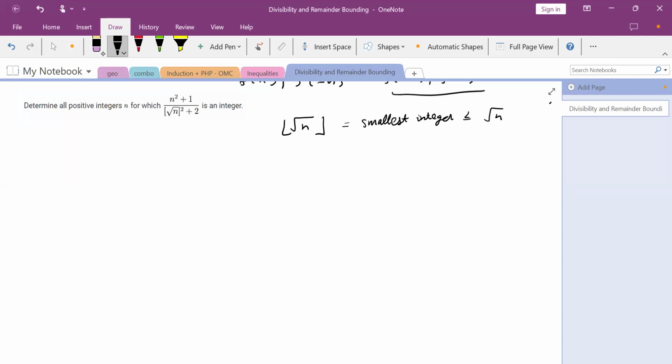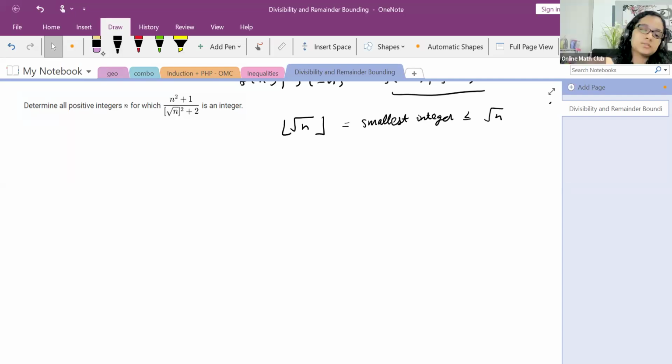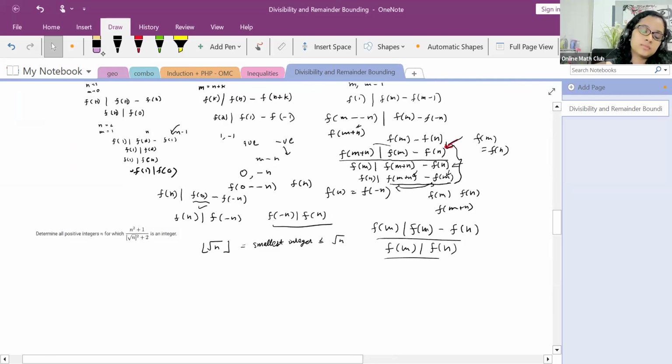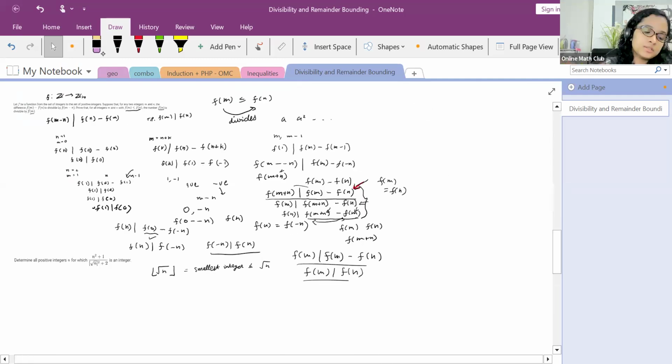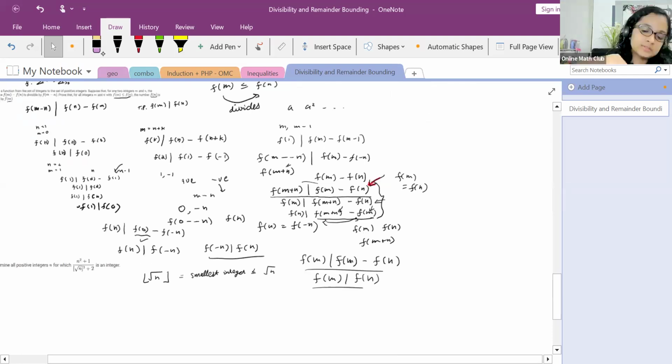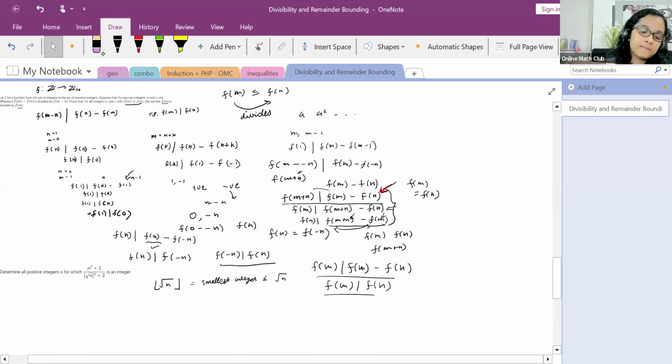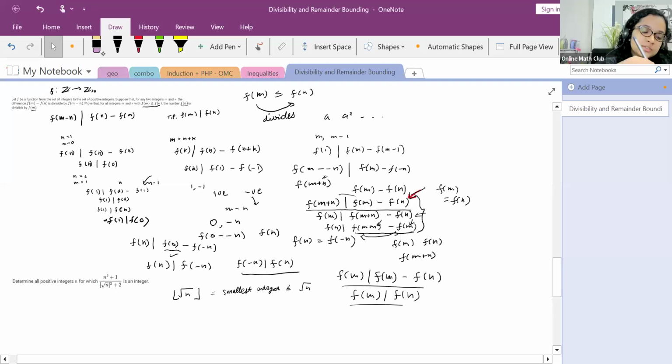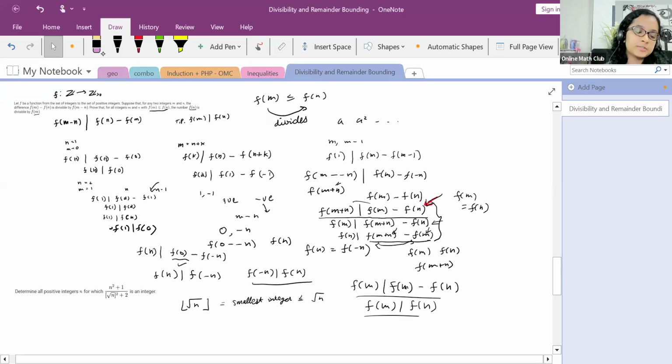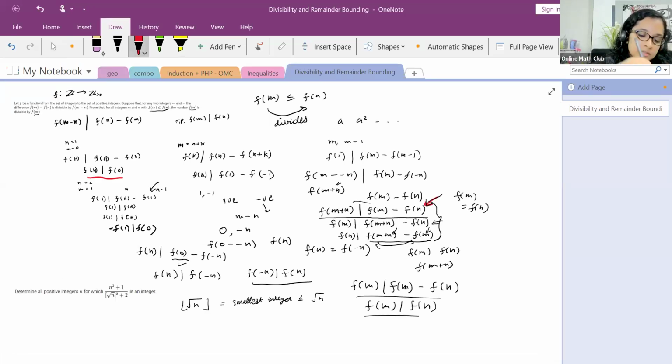Can you repeat the previous problem quickly? Okay. Did you get that f of n is equal to f of minus n? What we did was we first put in some basic values, like we got f of n divides f of 0. And then using that, we put in n and 0 and minus n. And then we got f of n divides f of minus n, and similarly we can get the reverse. So that means that f of n is equal to f of minus n.